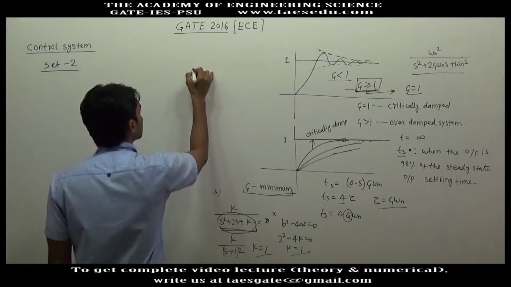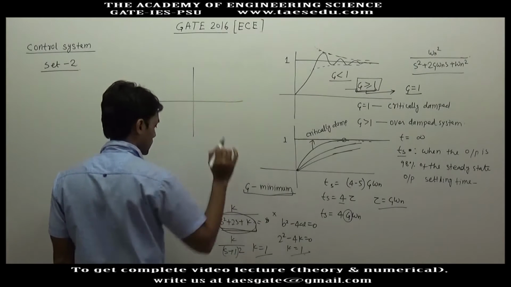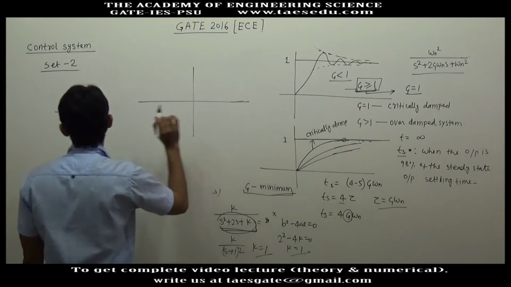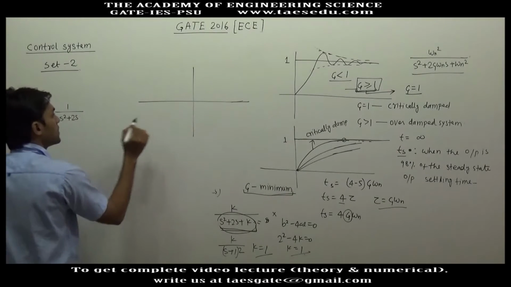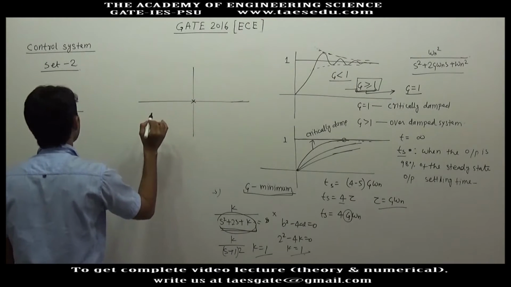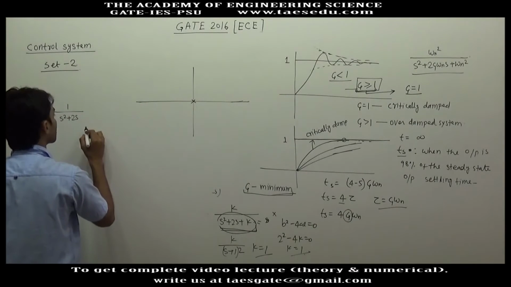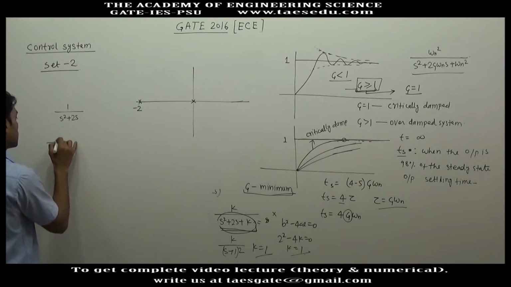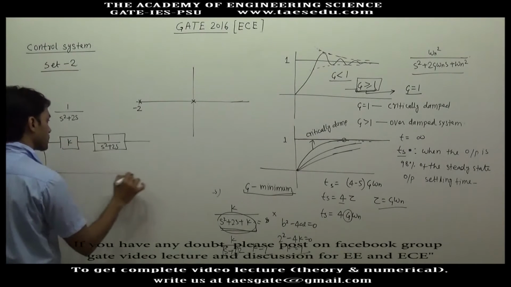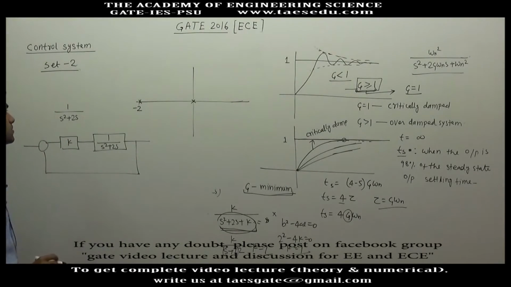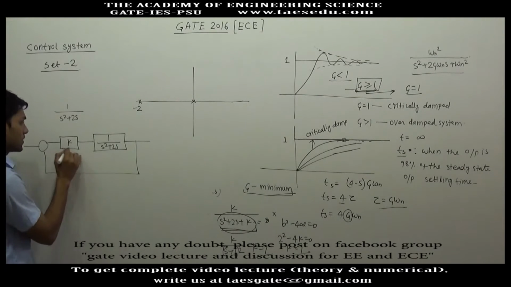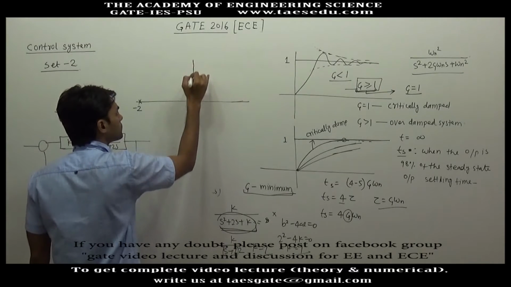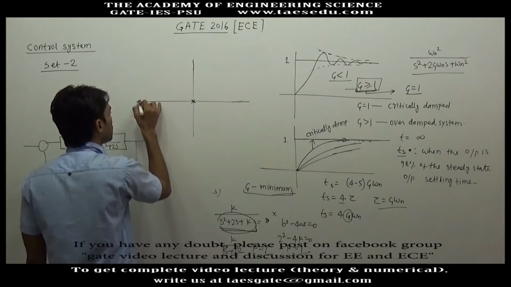If we draw the root locus of this system, the open loop poles are at 0 and minus 2. And this is the closed loop system. By varying K, if we draw the root locus, how will the root locus be? These are the two open loop poles.